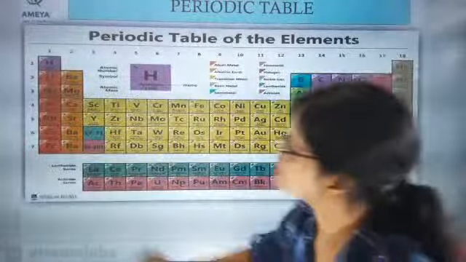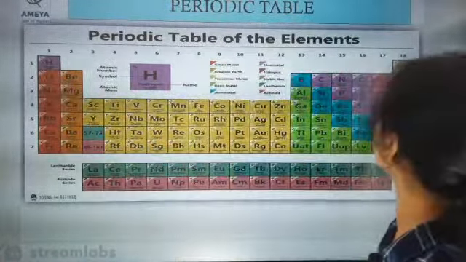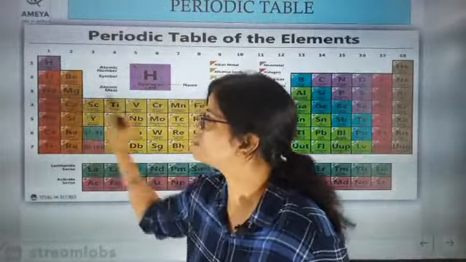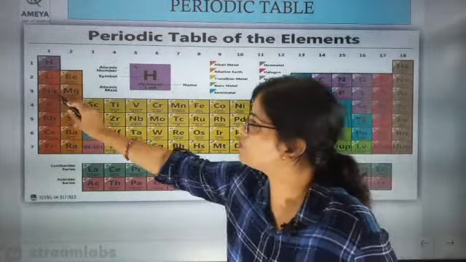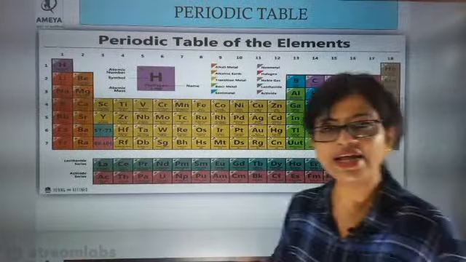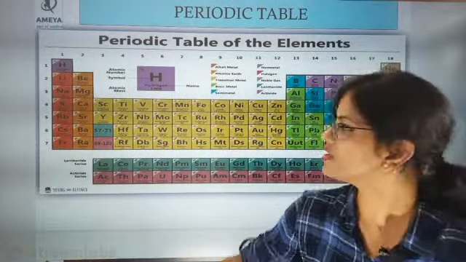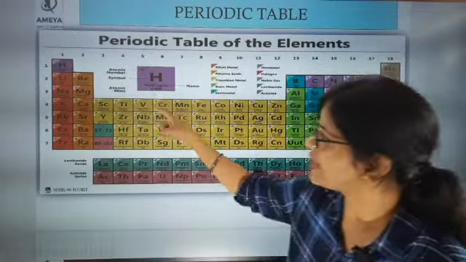The first orbit has 2 electrons, the second orbit 8 electrons, the third orbit 18. But here you see that the third period has only 8 electrons. Third period, count 1 2 3 4 5 6 7 8. So only 8 is there, but we promised 18. Then where did that 10 go? The 10 is here: scandium, titanium, vanadium, chromium.